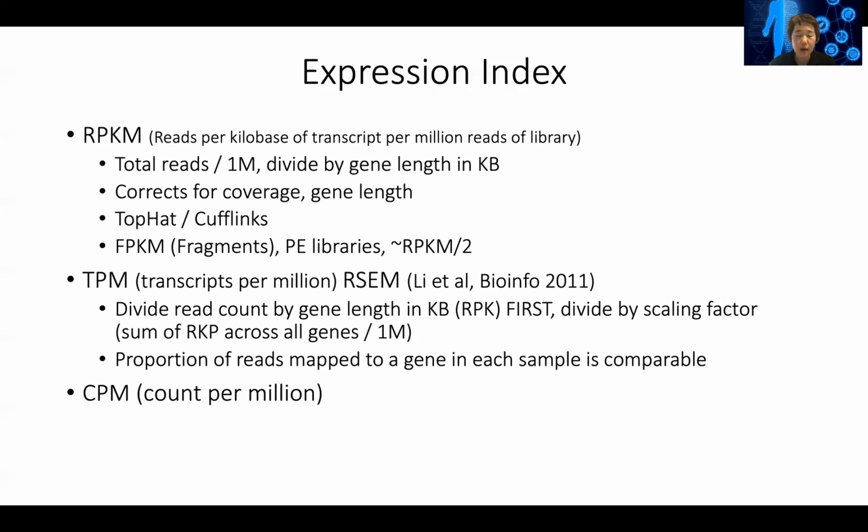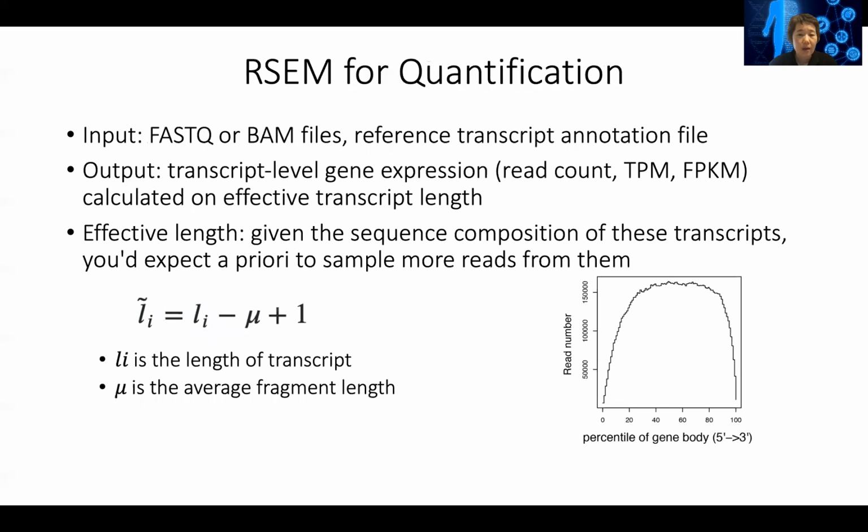Later on, when we try to calculate differential expression between the conditions for a particular gene, we still use the count matrix or the count per million data for that calculation. And so the current best quantification approach is RSEM.